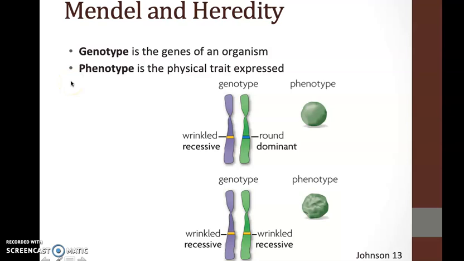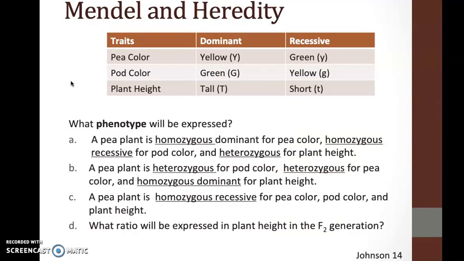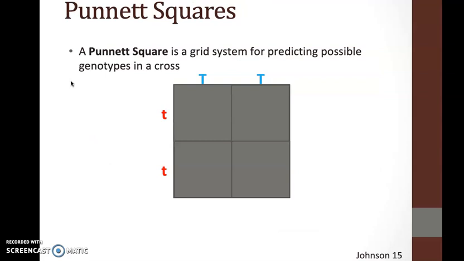And if it's heterozygous, what's it going to be? Well, it's going to be tall because tall is dominant. So when both tall and short are present, the dominant trait wins out, which is going to be tall. Okay. We're going to skip this, number 13, you can cross off, and we're going to go on to Punnett squares really quickly. So Punnett squares are just a grid system that help us to predict the possible genotypes in a cross. So this is how we predict the offspring.